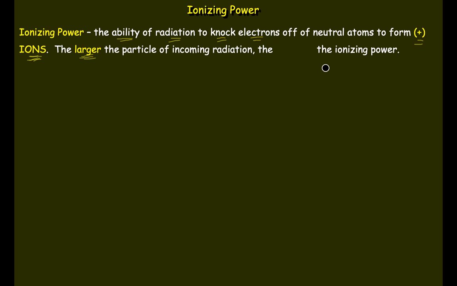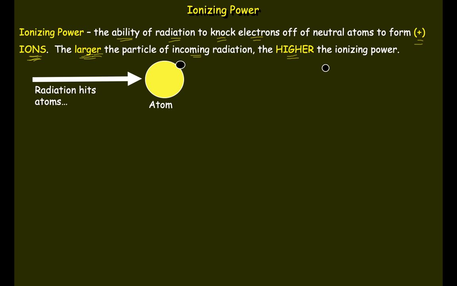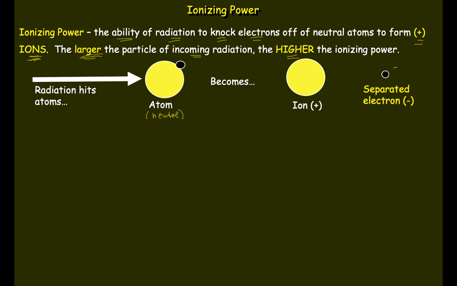Now, the larger the particle of incoming radiation, the higher the ionizing power. So the bigger the nuclear particle, the bigger the radiation as far as the size of it, the bigger the impact. Like again, if you get hit with a larger object versus a smaller object, the likelihood of getting impacted is going to be greater. So radiation hits an atom. Again, an atom would be a neutral atom. You can think of this as neutral because it has equal numbers of protons and electrons. What that's going to become is an ion, and then that electron is lost. So the separated electron goes this way, and now this ion becomes a positive charge.